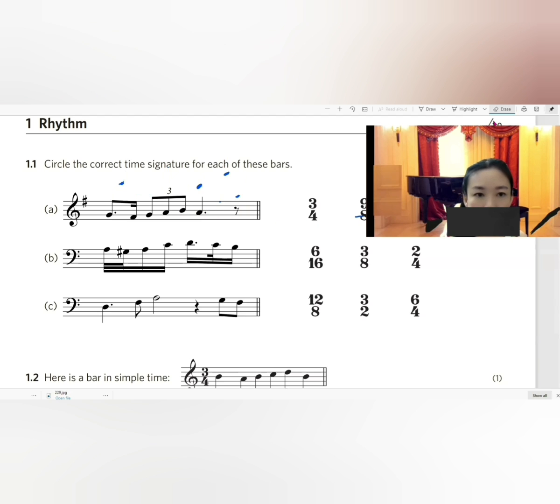Next question, we have 6/16. The number 16 down here represents the semiquaver. Then the 8 down here represents the quaver. And then 4 represents crotchet. So you need to decide whether you want to count in semiquaver, quaver, or crotchet beat.